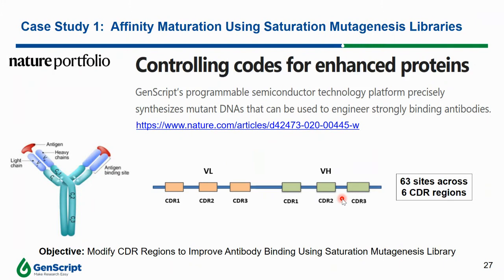For the library construction workflow, as I mentioned earlier, we use our semiconductor chip technology to synthesize the pool of oligos that contain only the particular mutations at the sites of interest, and then we stitch them back together with the constant regions. Each of these synthesized variants was then cloned into the plasmid and pooled together.